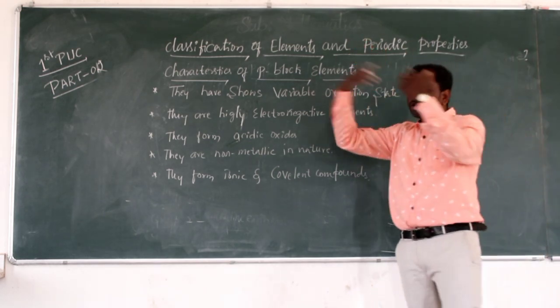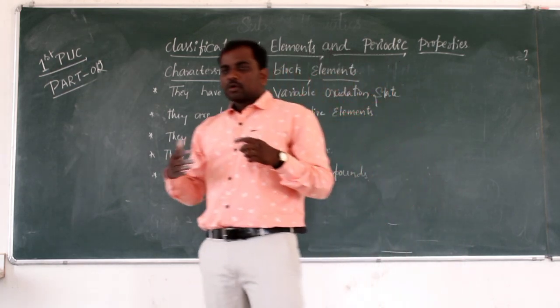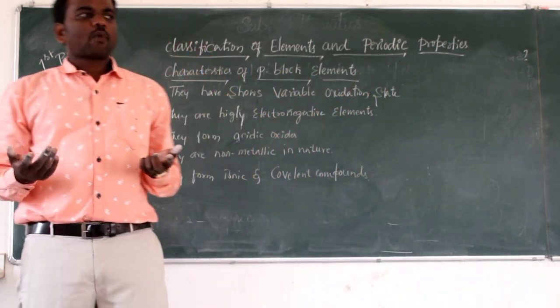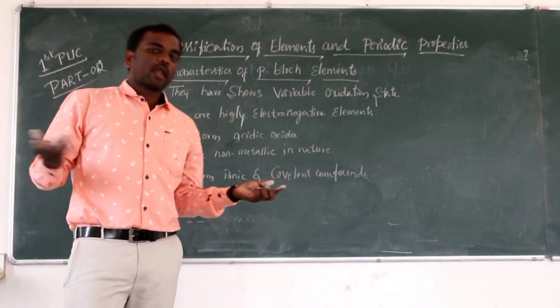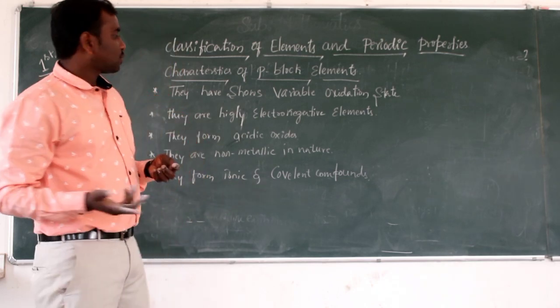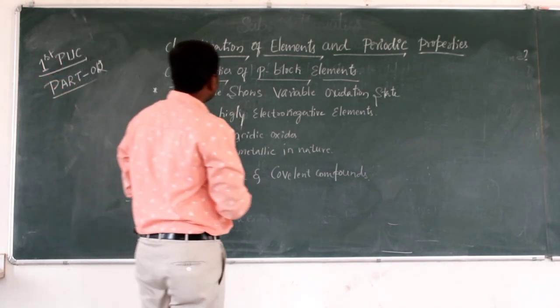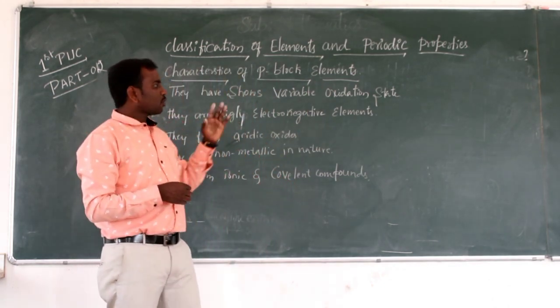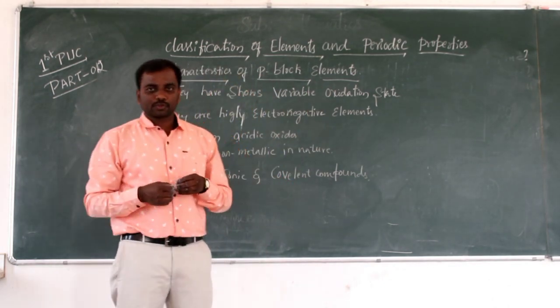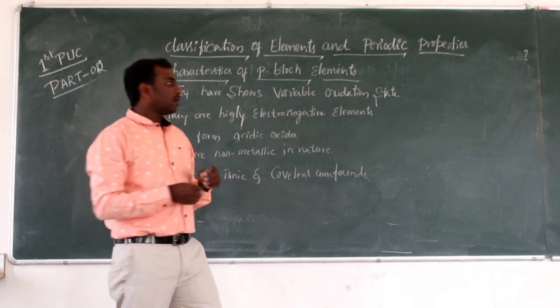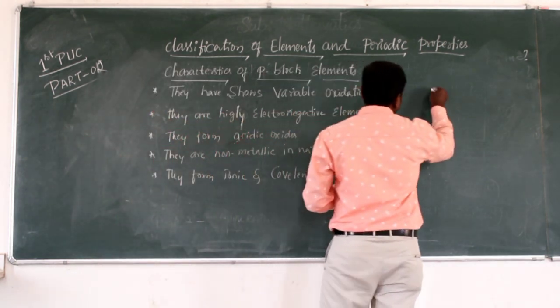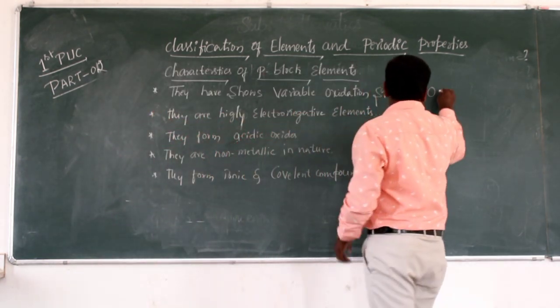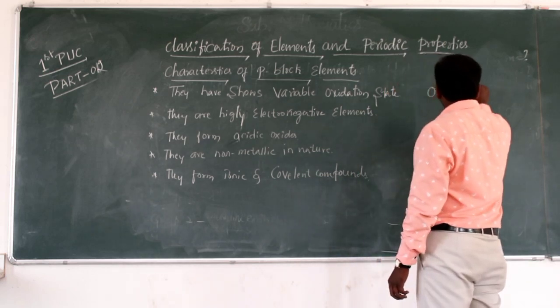Either some element shows -1, +1, +2, +3 like that, or -1, -2 like that. This shows variable oxidation state. Suppose oxygen shows -1 and -2 oxidation state, right? This oxygen shows -1 and -2 oxidation state.